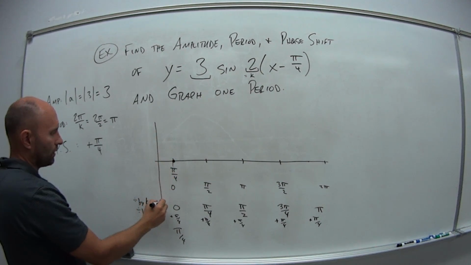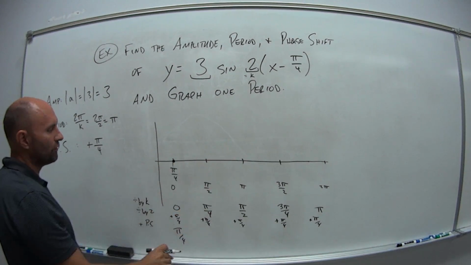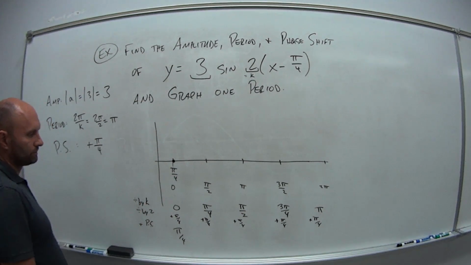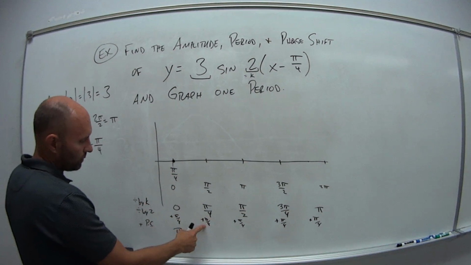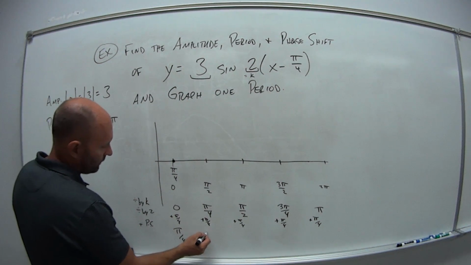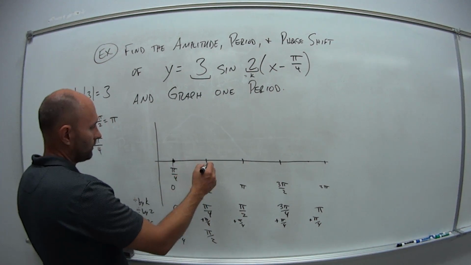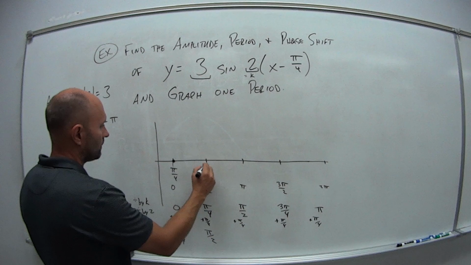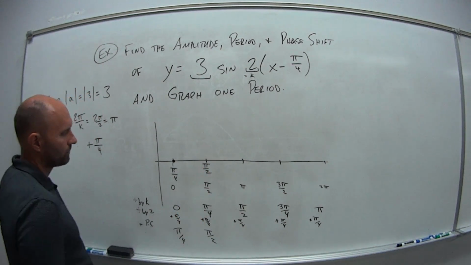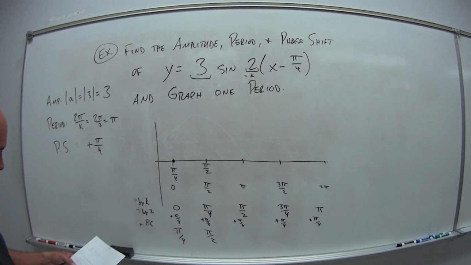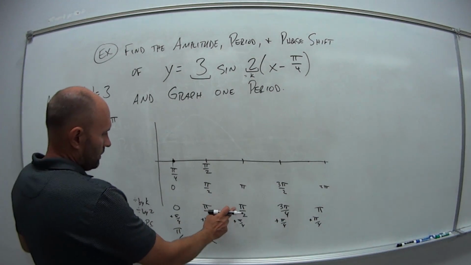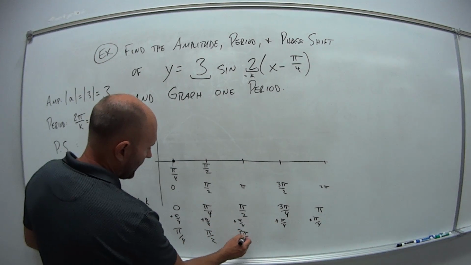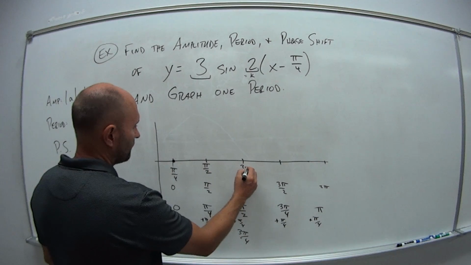So here's my 0 line. But remember, the phase shift is moving it, and it moved it over to where I'm starting at pi over 4. Pi over 4 plus pi over 4 is pi over 2. So that's this value here. Yeah, pi over 2. Pi over 2 plus pi over 4 is 3 pi over 4. So that's this value here.